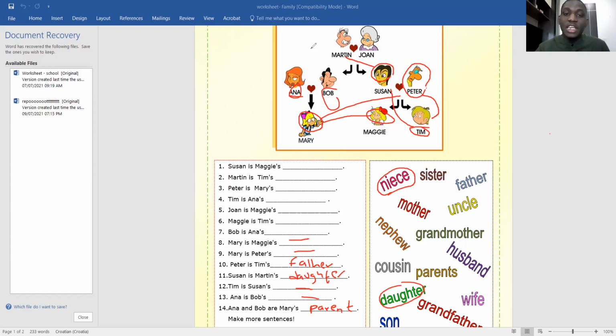You can submit in Google Classroom or in Facebook Messenger, okay? Don't forget, we studied about niece. This is niece, right? Family tree, niece. Nephew, this is nephew, right? Nephew is what? And cousin. We studied about cousin.